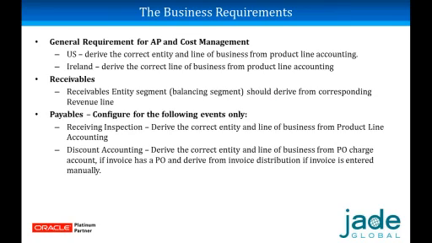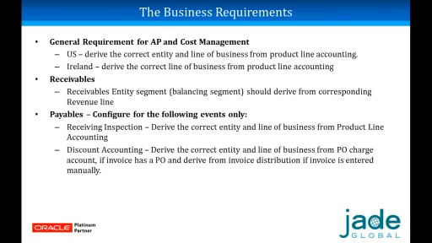For receivables, derive the entity segment from the corresponding revenue line. So if the distribution has two revenue lines with different entity segments, then the receivables will correspondingly have the same entity segments. Because in 11i, it can only derive one balancing segment value.